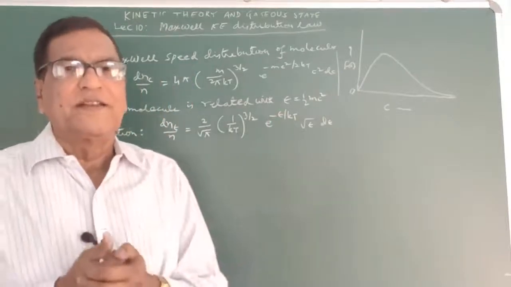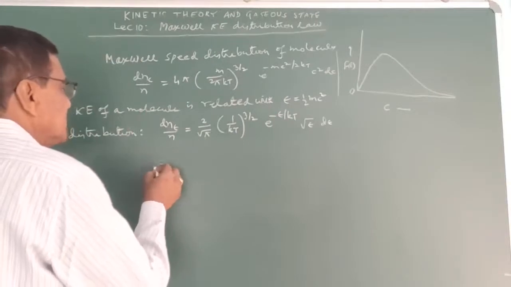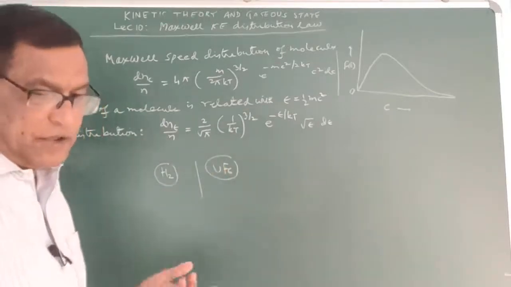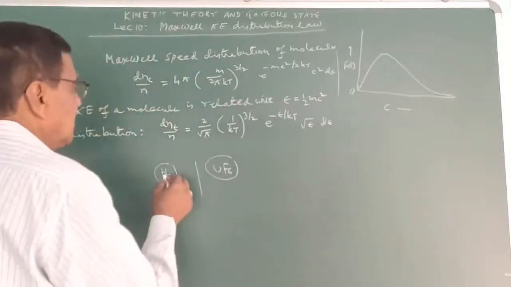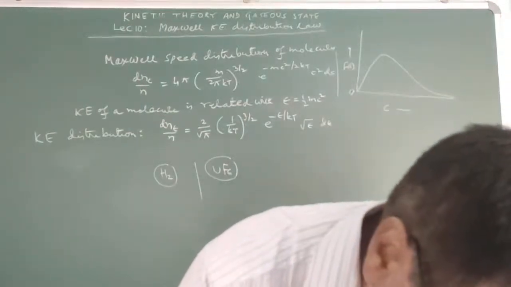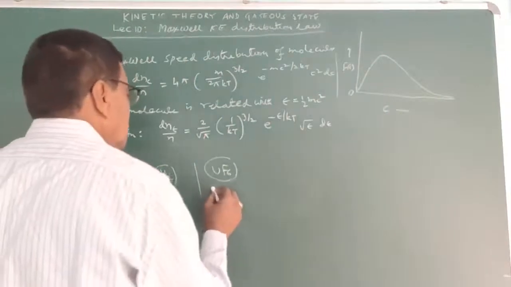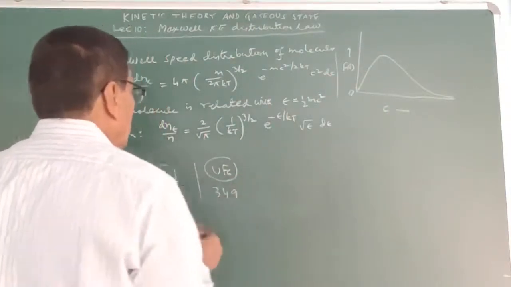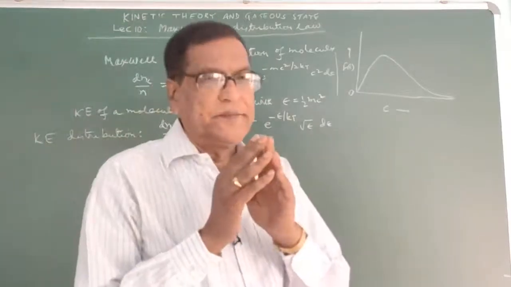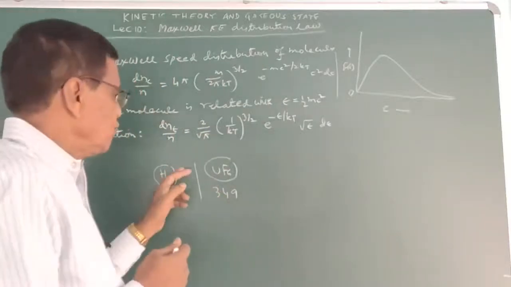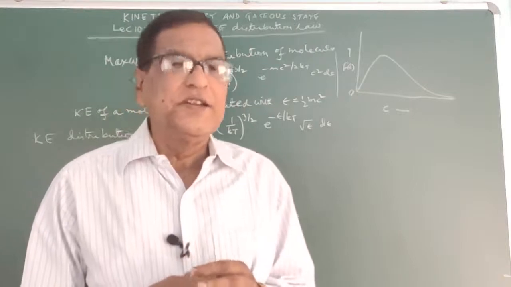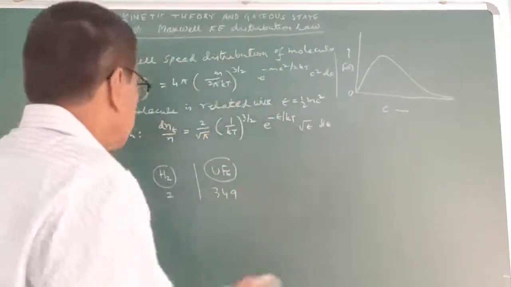And for that reason, you can see a very light gas, say hydrogen, and here say uranium hexafluoride, a very heavy gas. Its molecular weight is about 349, while here it is 2. So in spite of the difference in molecular mass of these two gases, at a given temperature both gases will give you the same kinetic energy distribution. This is the beauty of this kinetic energy distribution formula.